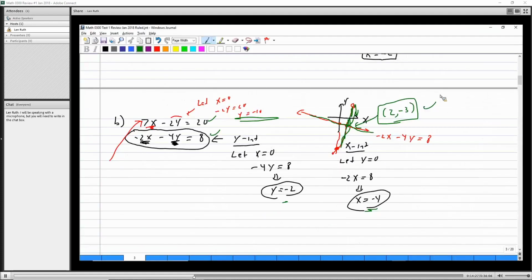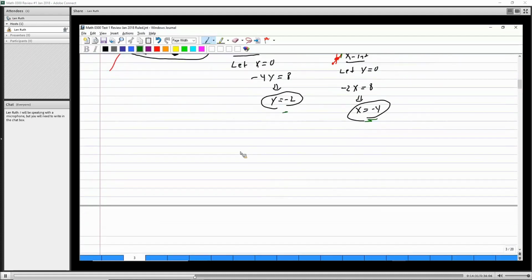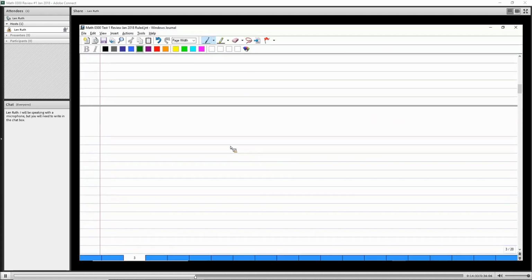So let me copy that. Sometimes this will be the easiest method. Sometimes it's not. It just depends. So C: -3x plus 7y equals -2, 4x minus 5y equals 8. We're doing the addition elimination method.